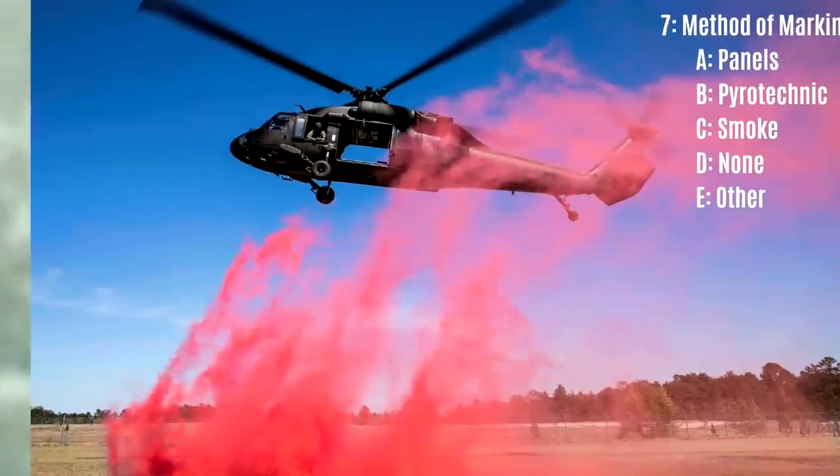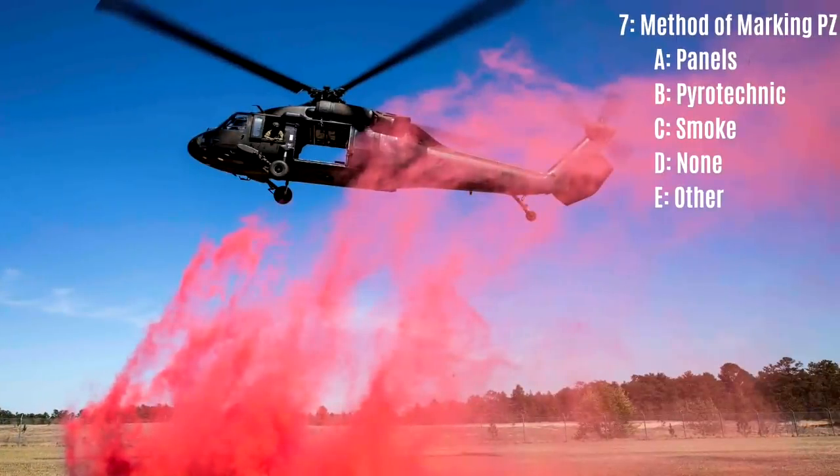For line 7, this is the method of marking the pickup site. Here we have brevity codes. A are panels, which arranged in a certain way, for example in an inverted Y, signal the helicopter where to land. P is pyrotechnics, C is smoke signal, and D is none. E is other, for example a spinning chem light. A simple example, as seen here in this photo, is Charlie, red smoke.